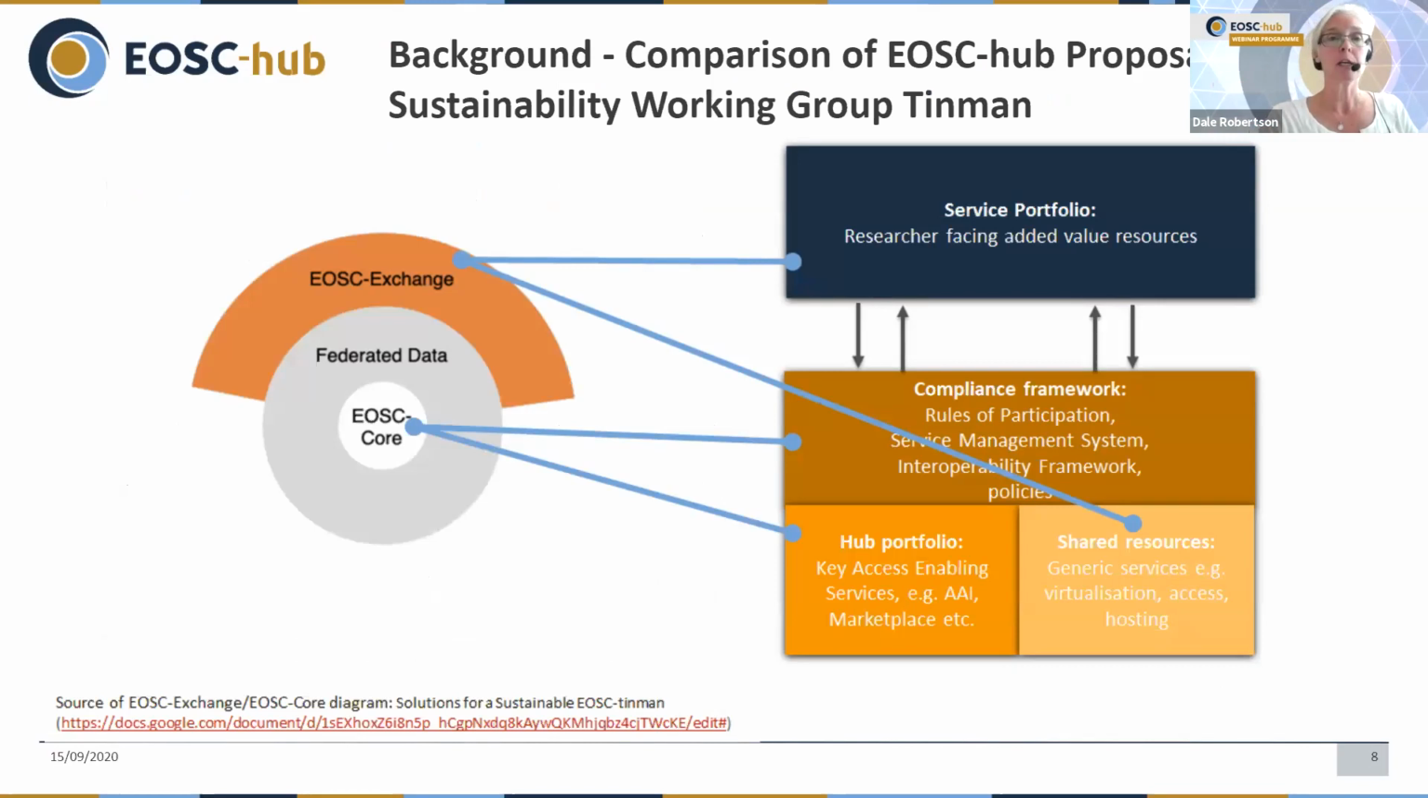So as we understand the definitions described in the Tin Man document, what in EOSC-hub we've described as the hub portfolio and the compliance framework, those two elements would belong in what the Tin Man calls the EOSC core. Whereas what we've called the shared resources and the service portfolio, we understand would live in the EOSC exchange, based on the definitions in the Tin Man. And hopefully that helps to make things a little clearer for you, because I know that can be quite confusing.